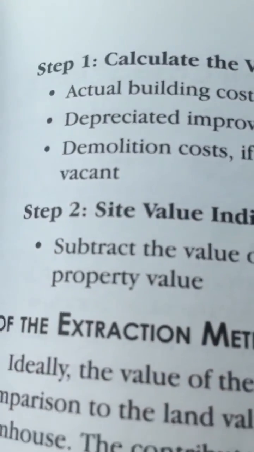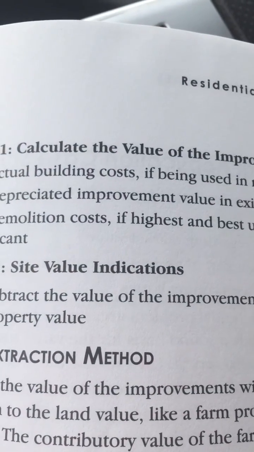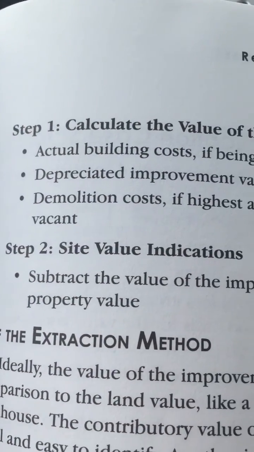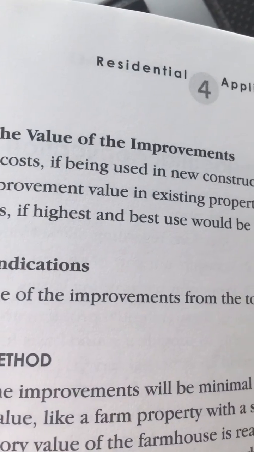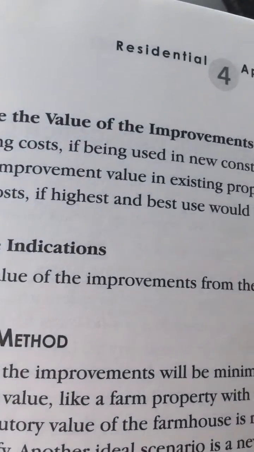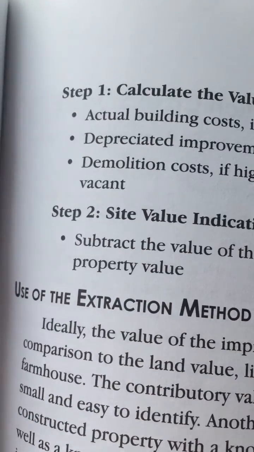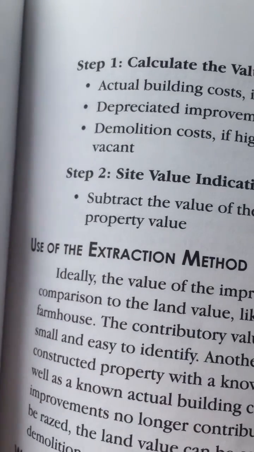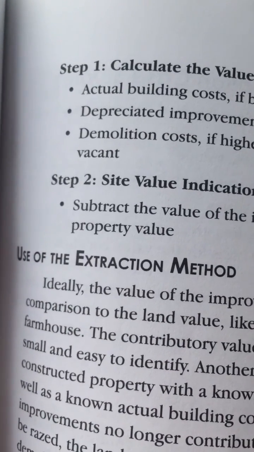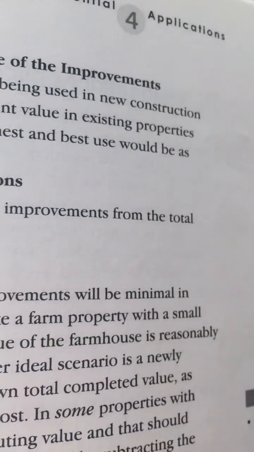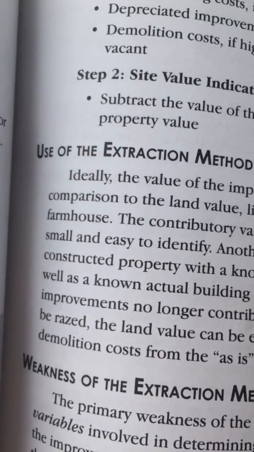Page 143. Step number 1. Calculate the value of the improvements. Actual building costs, if being used in a new construction. Depreciated improvement value in existing properties. Demolition costs, if highest and best use would be as vacant. Step 2, site value indications. Subtract the value of the improvements from the total property value.